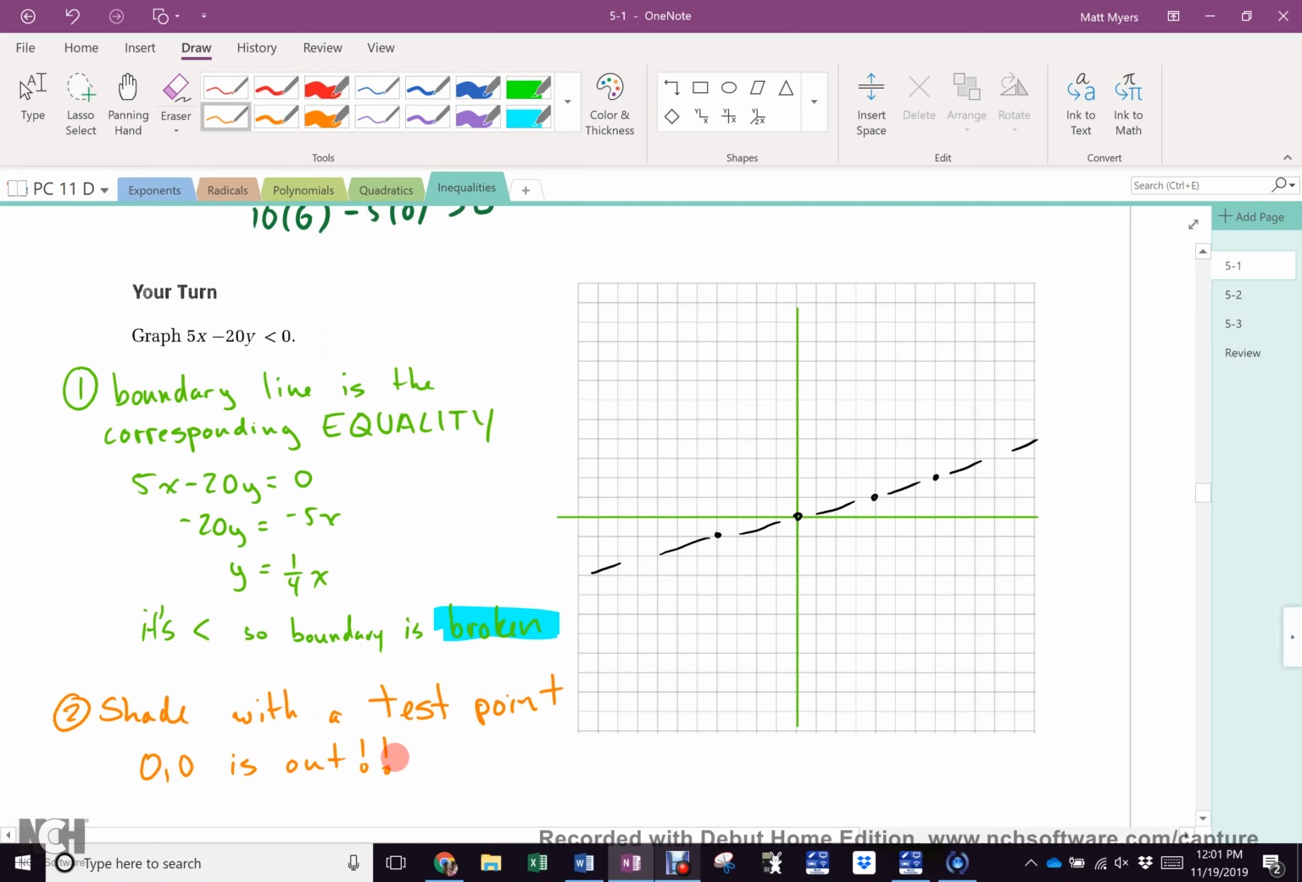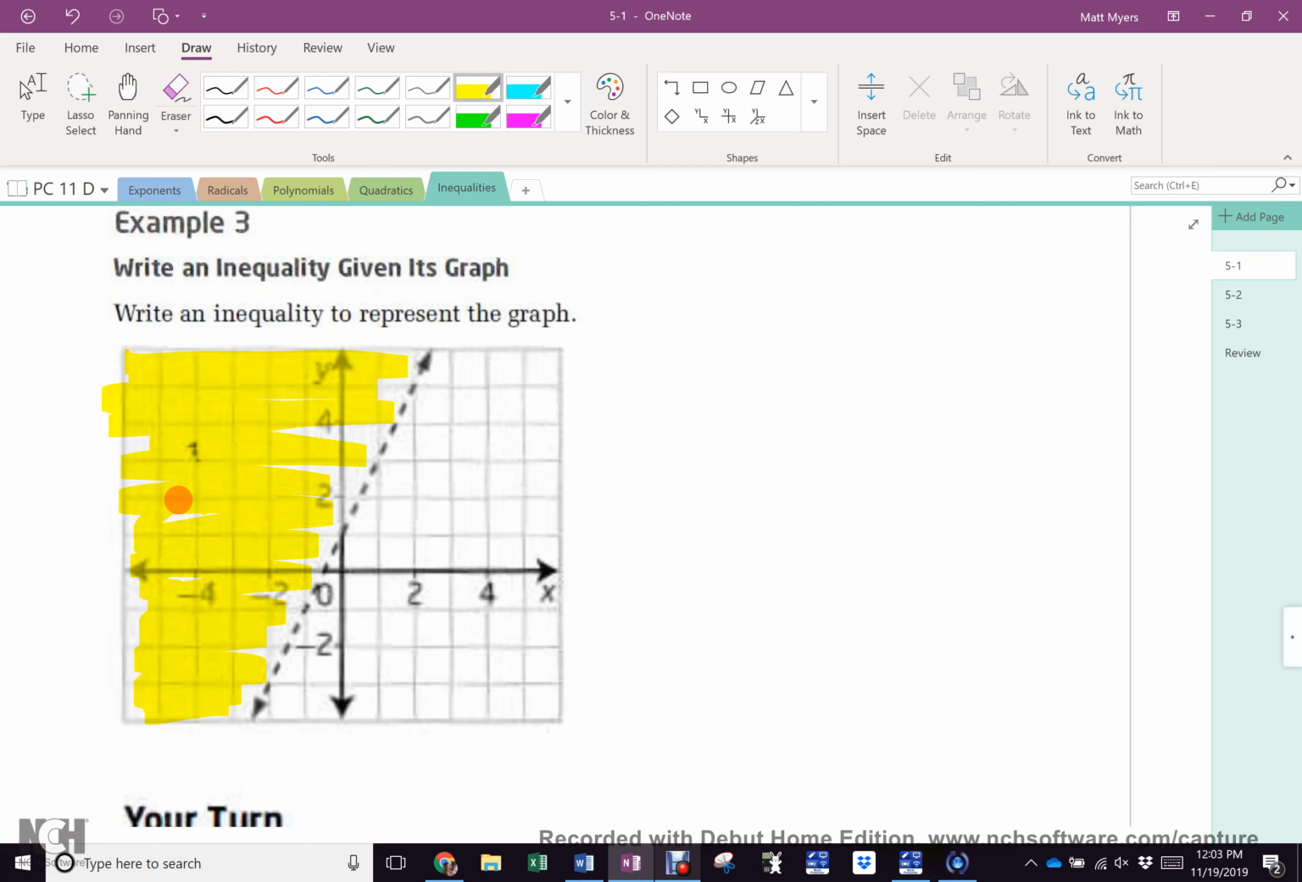What did we deal with first, when we had the equation? We dealt with the boundary first, right? So what should we do here? Right, so we're going to find the boundary line. Now, is the boundary line an inequality or an equality? Equality. Now, is this an easy boundary line to work with?